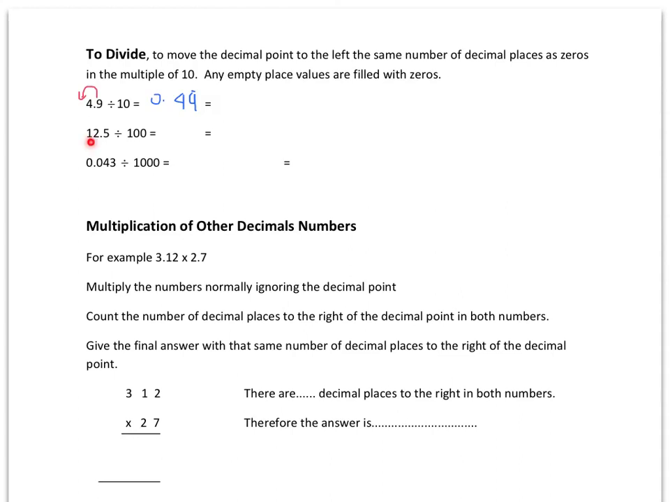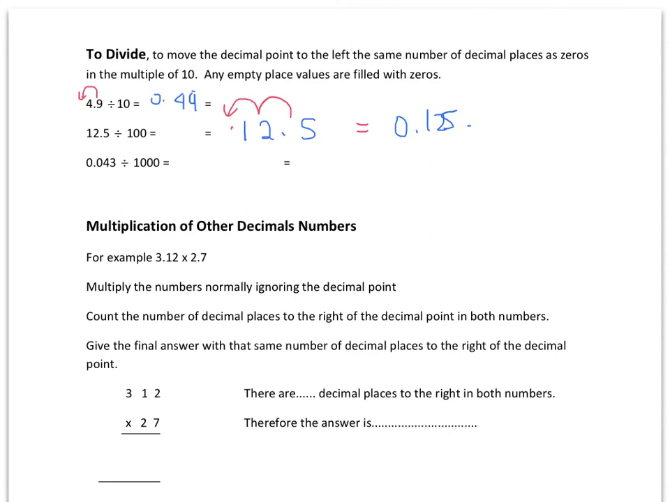12.5 divided by 100, so the decimal point needs to move 2 places to the left. So 12.5, decimal point moves 2 places, goes into that position, so the answer becomes 0.125.